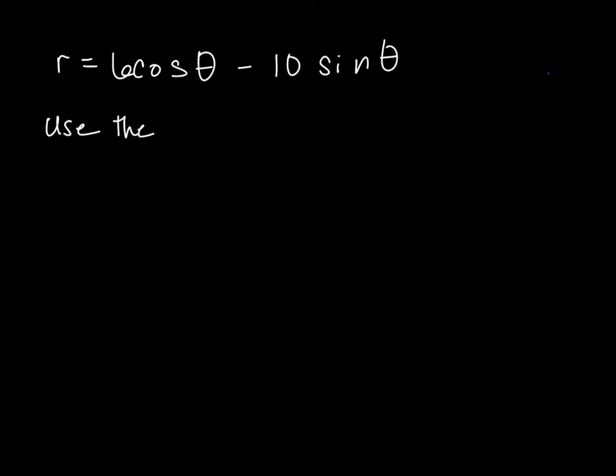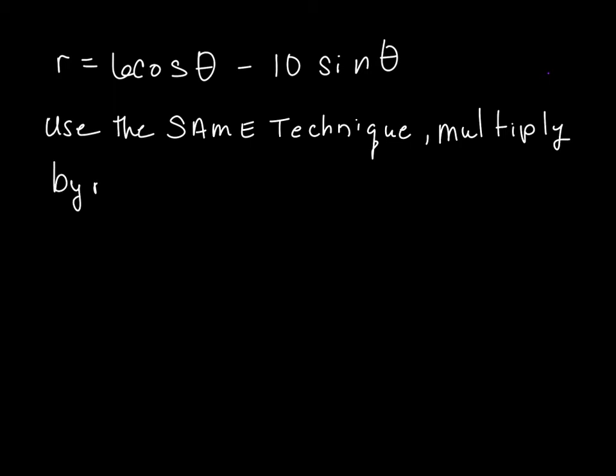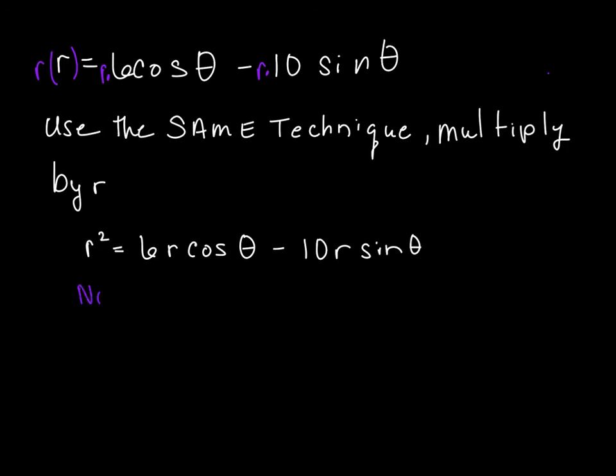Okay, we're going to have one more of these equations. We're going to use the same technique that we used last time, and that is going to be to multiply the entire equation through by r. So I start with r is equal to 6 cosine of theta minus 10 sine of theta. So I multiply r times 6 cosine of theta, and r times 10 sine of theta. That gives me r squared is equal to 6r cosine of theta minus r times 10 sine of theta.